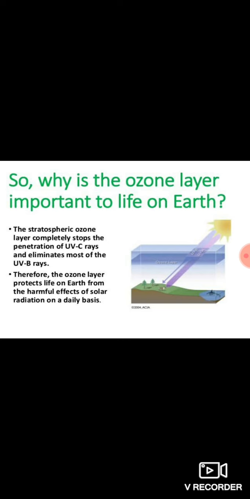So this is the reason why the ozone layer is important, as it prevents harmful UV radiations from entering Earth's atmosphere. Because if UV radiations enter Earth's atmosphere, they will cause mutation in the cells of living organisms. Due to these mutations, these cells will start dividing at a fast speed, and ultimately it can lead to skin cancer. Therefore, the ozone layer protects us from harmful effects of solar radiation on a daily basis.